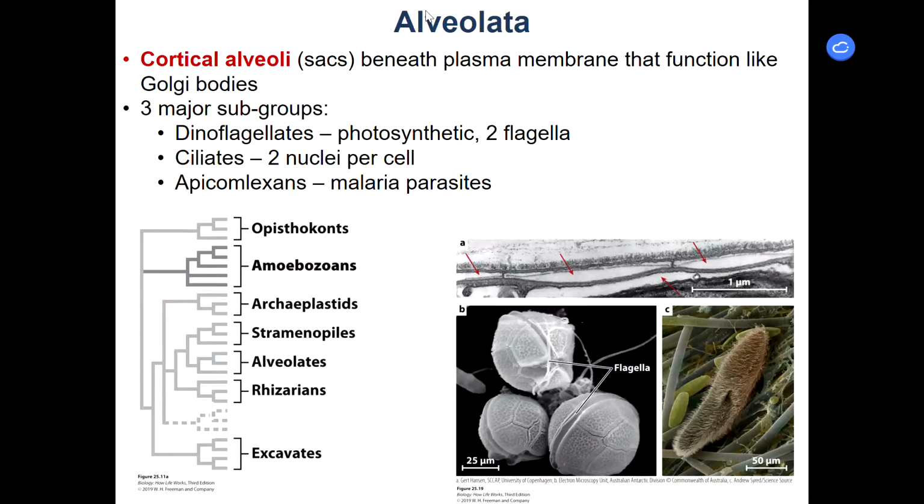apicomplexans. The reason we care about the apicomplexans is that this is the group that malaria parasites are in. The parasites that cause malaria are eukaryotes, which makes them very different than most other diseases that mosquitoes can spread. So malaria is in the superkingdom Alveolata.